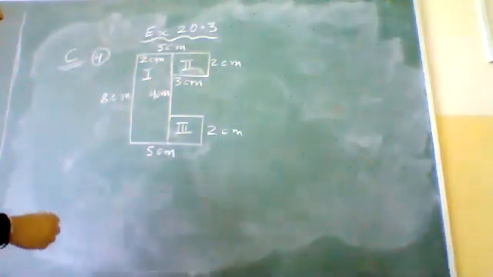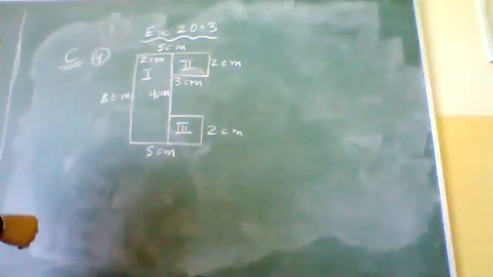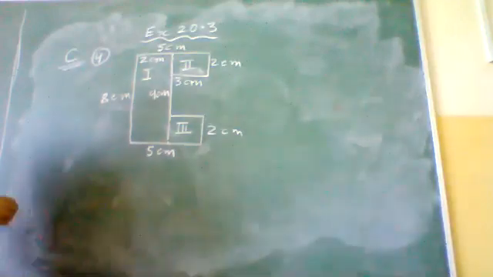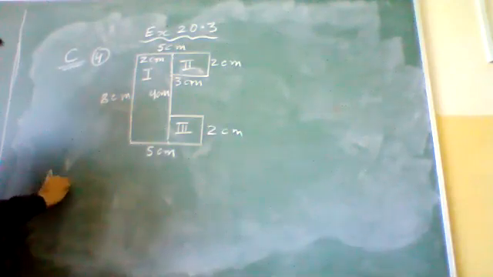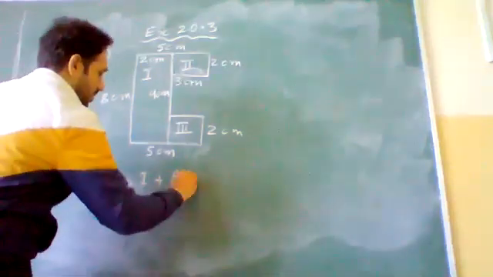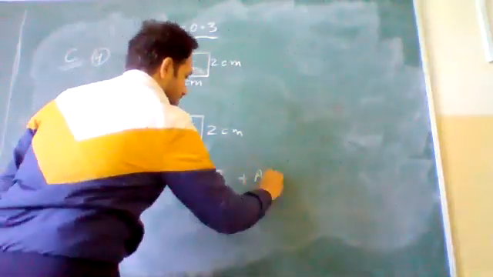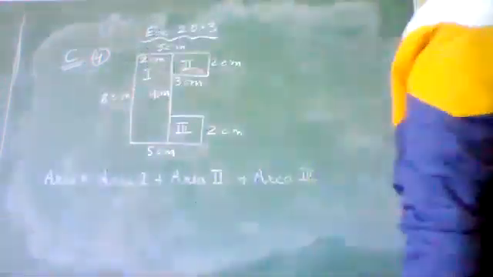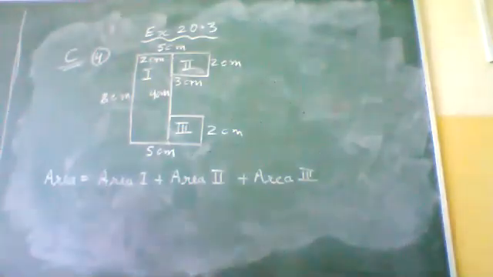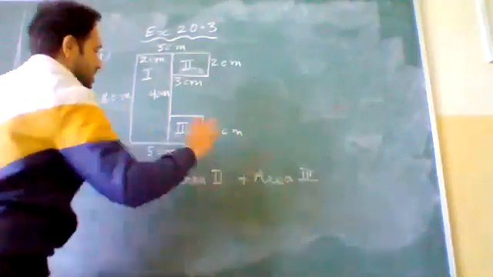Now we can find the area of all the three. Total area equals area 1 plus area 2 plus area 3.